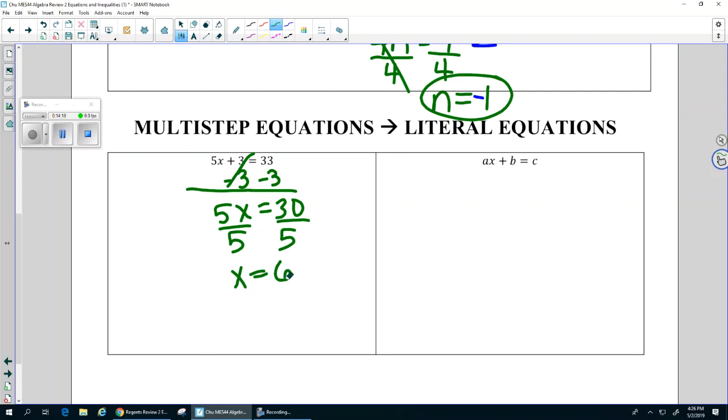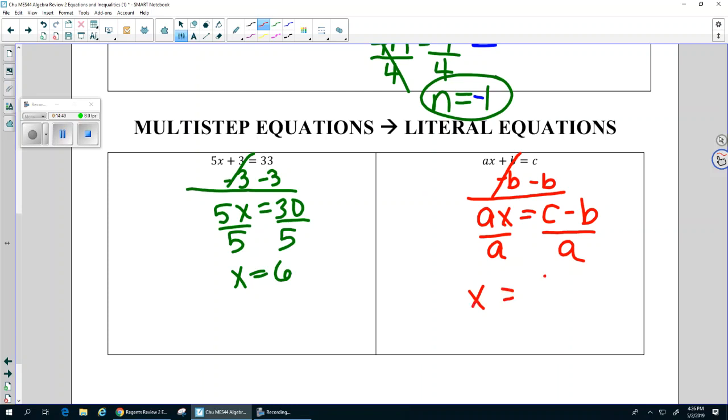So using this example, let's figure out how to do the right side. Well, on the left side, the first thing I did was subtract 3. So it makes sense that the first thing I do over here is subtract b from both sides. And I get ax equals c minus b. And now if I want to solve for x, you want to divide both sides by a. So x is equal to c minus b divided by a. So go ahead and see if you can do the 2 problems in the back before we go over it. You can pause the video here.